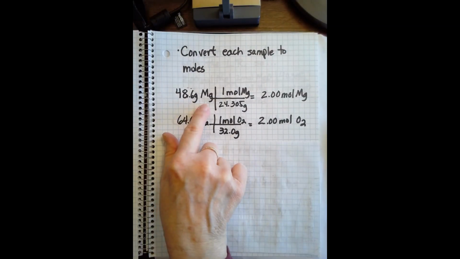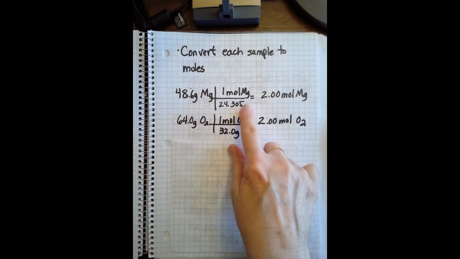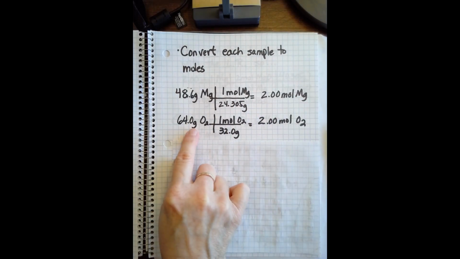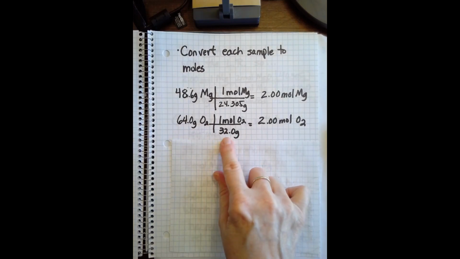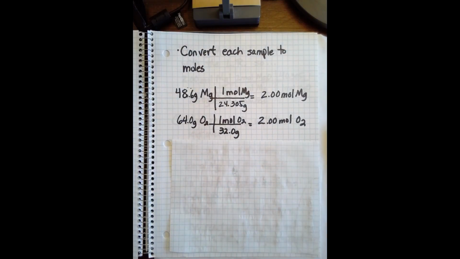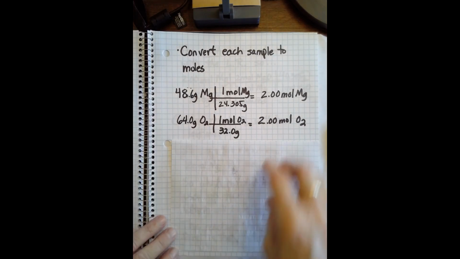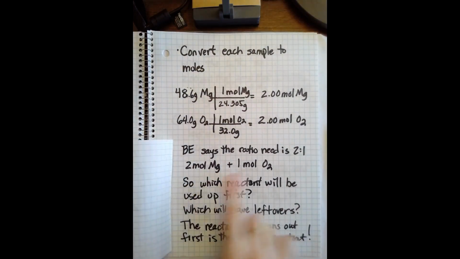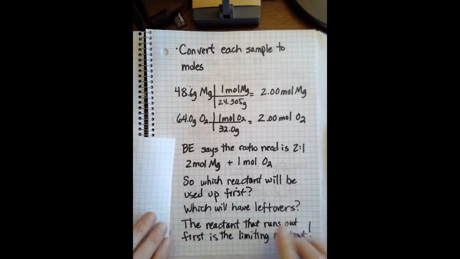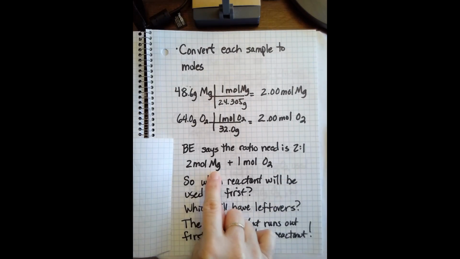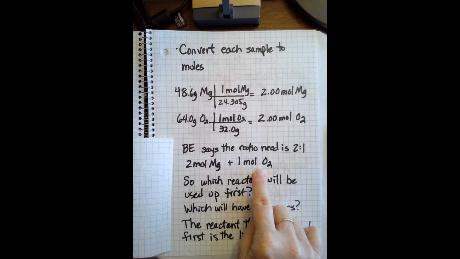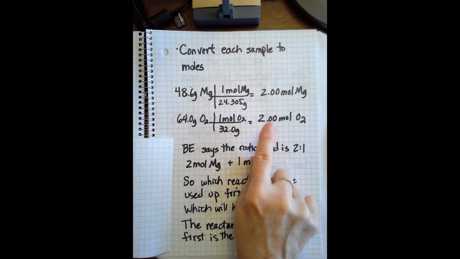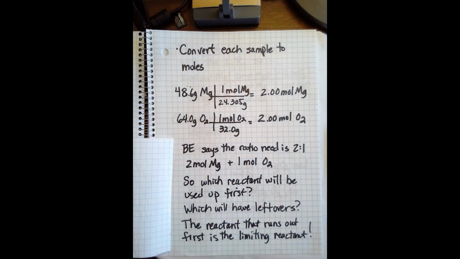So 48.6 grams of magnesium using the molar mass is 2 moles of magnesium. 64 grams of oxygen using the molar mass of oxygen is 2 moles of oxygen. Well, I have equal amounts of moles. So what does that mean? Well, remember, the balanced equation says that we need a 2 to 1 ratio. 2 moles of magnesium react with 1 mole of oxygen. Okay, so that means if I use all 2 moles of this, then I will only need 1 mole of this. However, let's look at the flip.